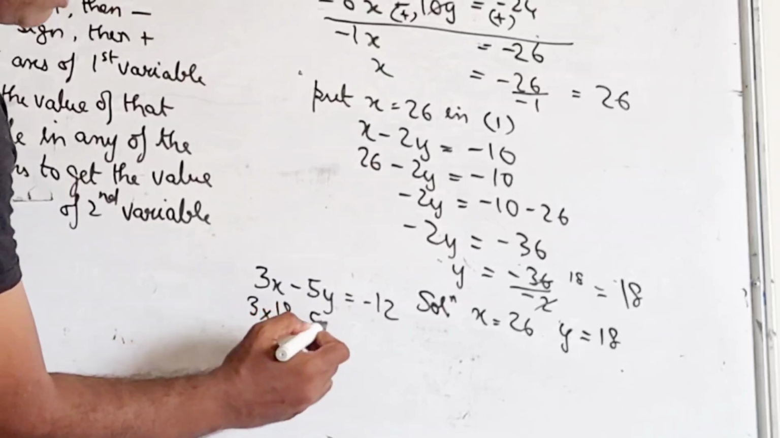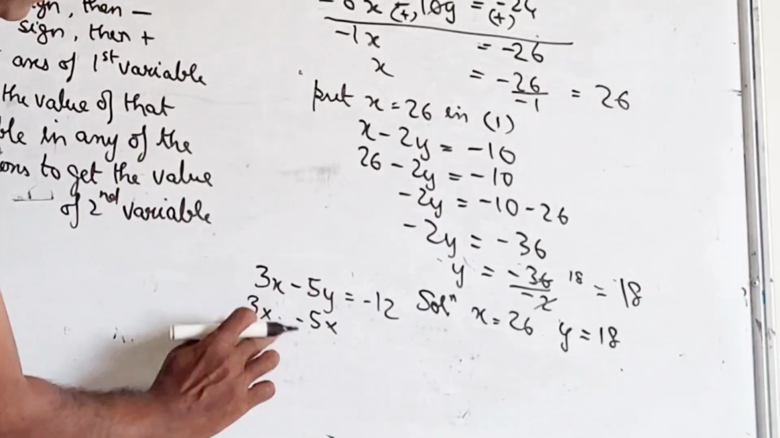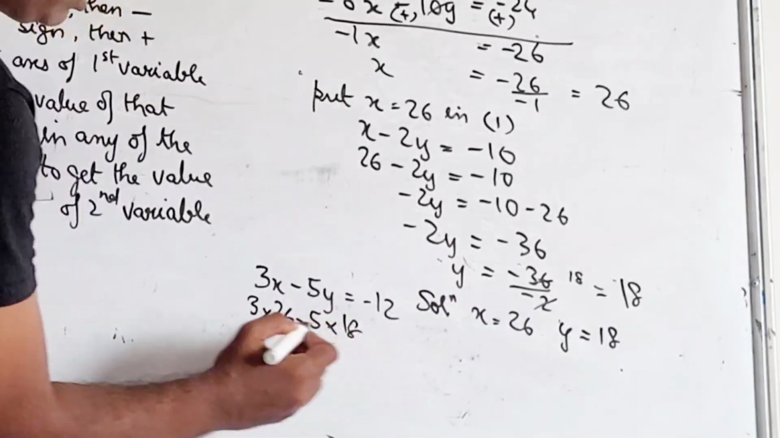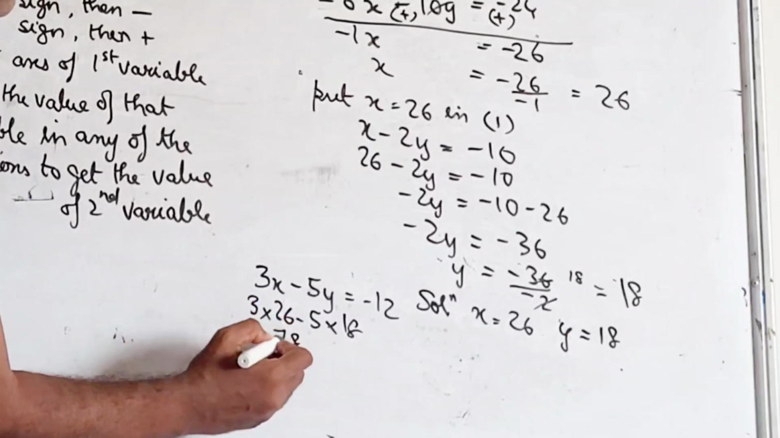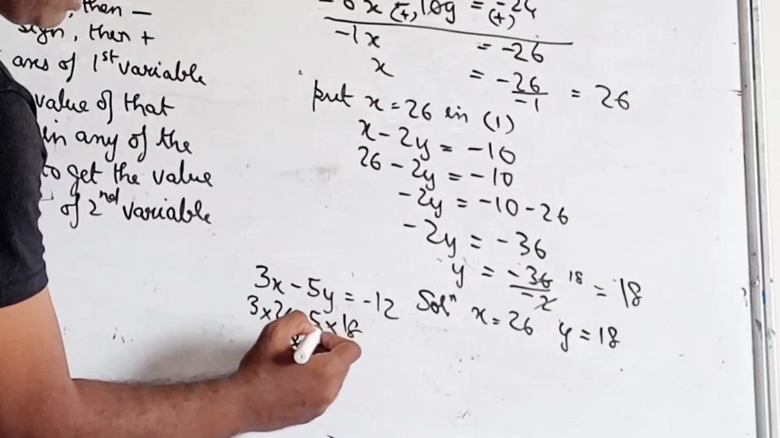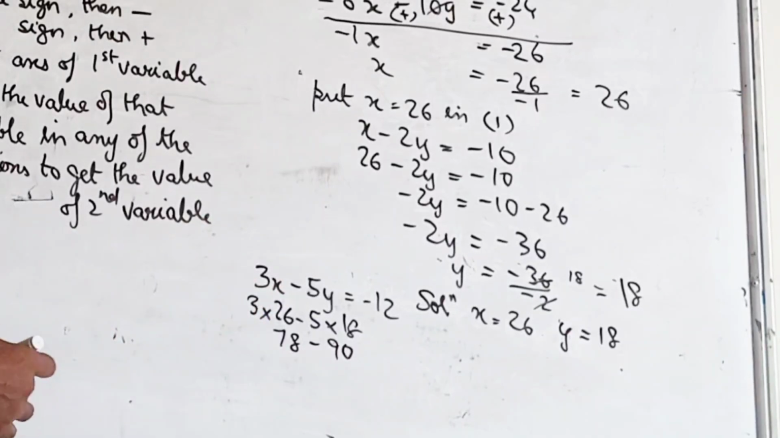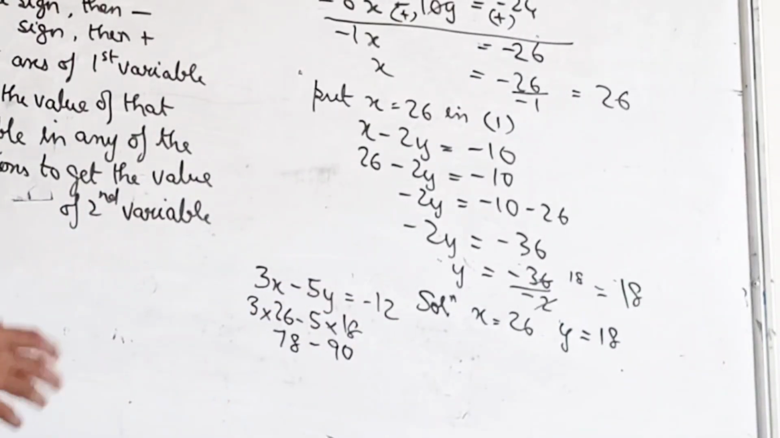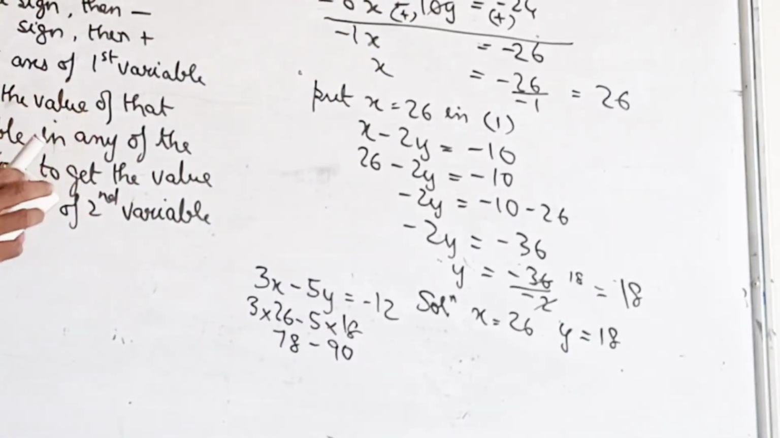3x minus 5y, where x is 26 and y's value is 18. So you just substitute. This is going to be 6 3s are 18, 1, 78 and 90. 78 minus 90 is minus 12. You can see RHS is minus 12. So bingo, whatever I have done is absolutely correct. So this is how you have to solve the simultaneous equation sum.